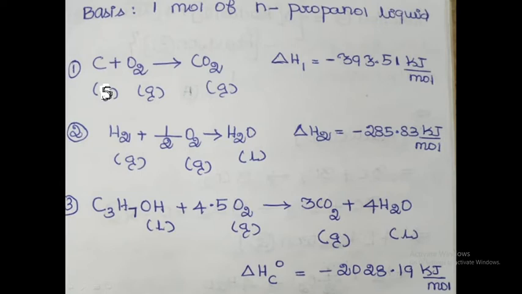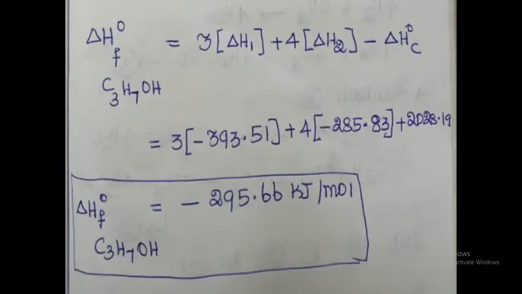Add reactions 1 and 2 minus the third reaction. So this is step number 3. Are you clear or not? Okay. First we are going to calculate the standard heat of formation of N-propanol liquid. How will we calculate it? Based on the number of moles of combustion product formed in the combustion reaction, we should multiply equation 1 by 3.